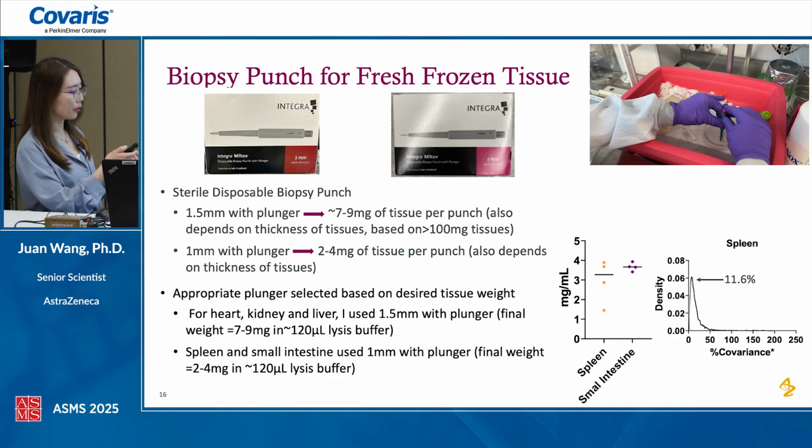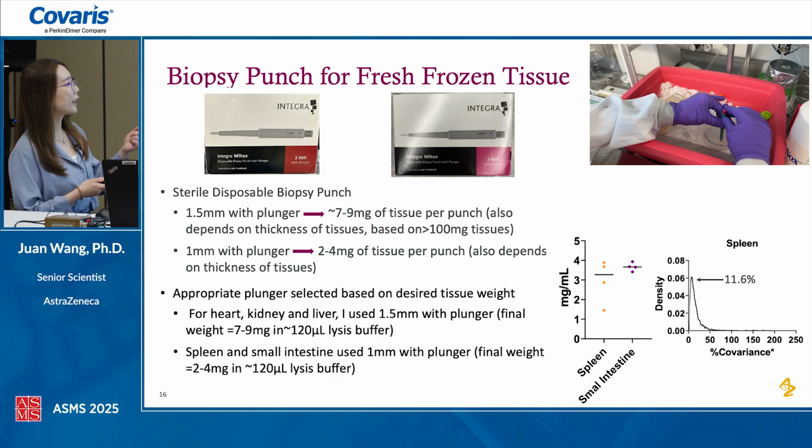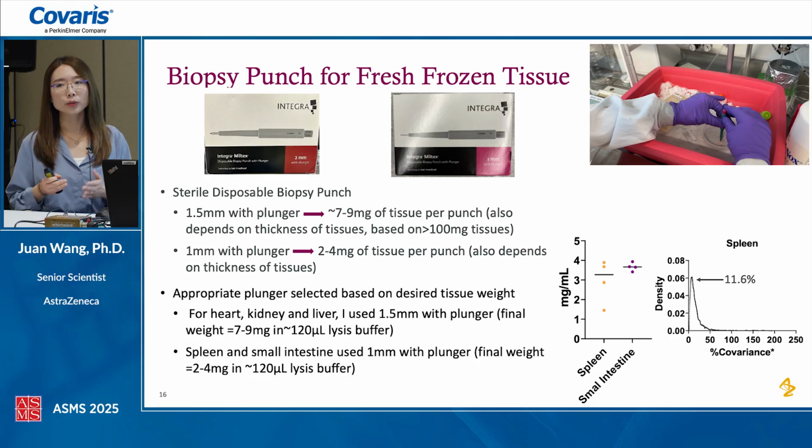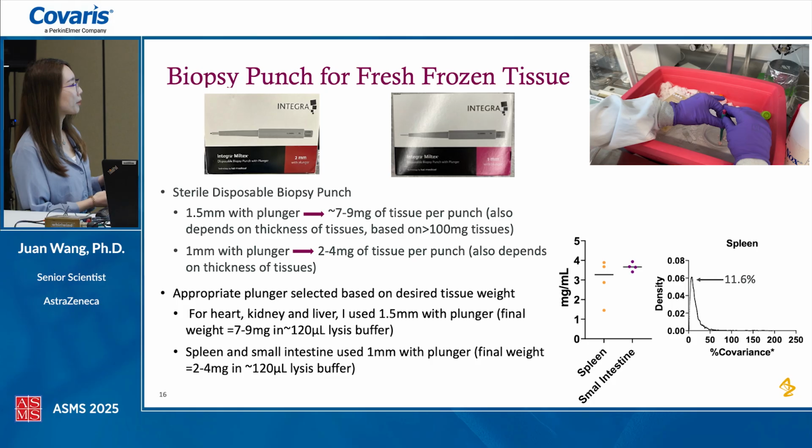You can choose the proper plungers based on your preferred tissue weight. For heart, kidney, and liver, I used the 1.5 millimeter plunger, which finally gave us 7 to 9 milligrams of tissue in the 120 lysis buffer. And then I also tested spleen and small intestine, which I show the data for here. I used the 1 millimeter plunger, which gave us a final weight of about 2 to 4 milligrams in the 120 lysis buffer.